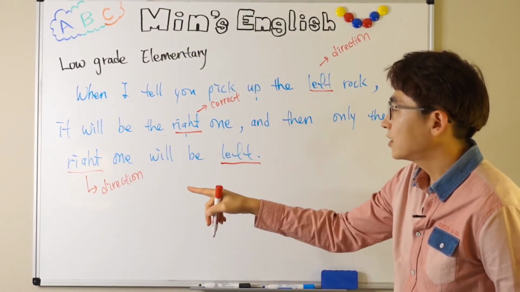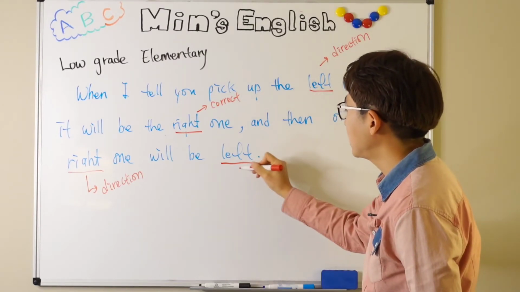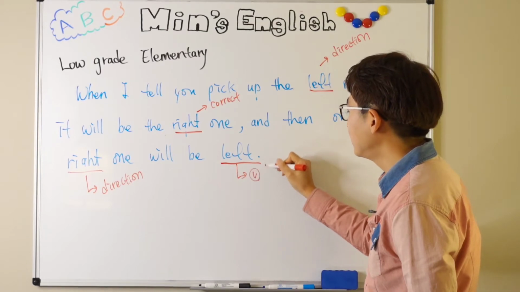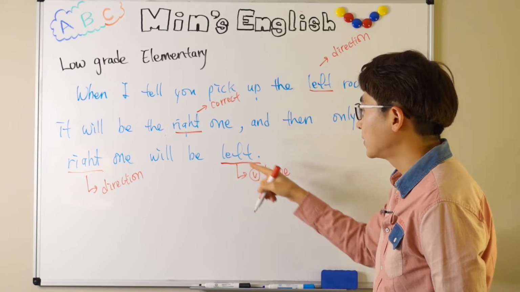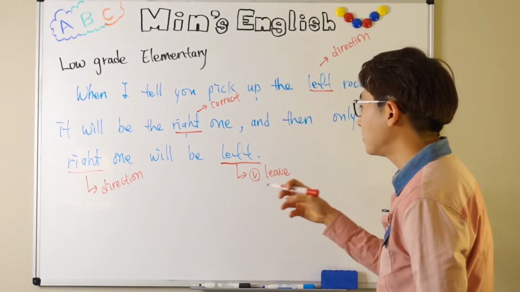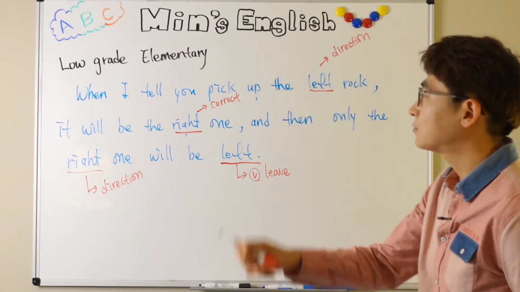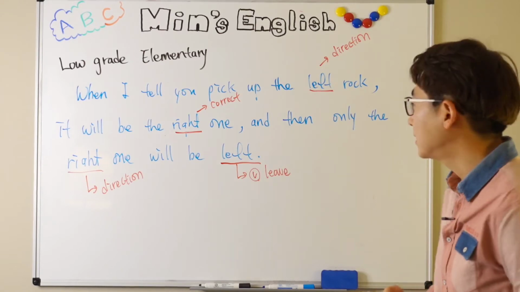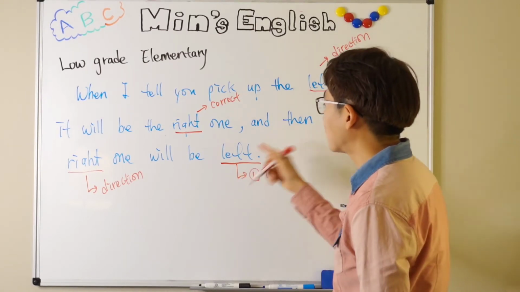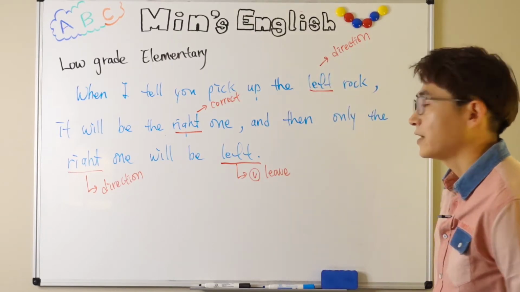So the rock that is on the right side will be left. Here left is a verb, to leave something behind. So one will be left. So it'll be left behind. So it means when you pick up the left rock and you choose the right one, the correct one, and then the right one, the rock that is on the right side will be left behind. Okay?